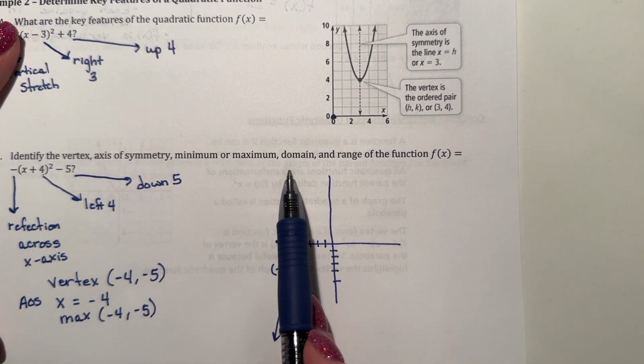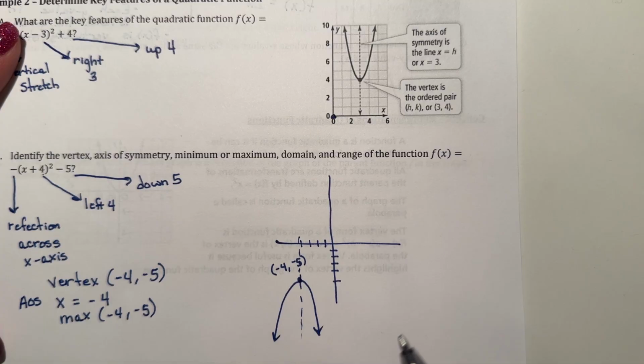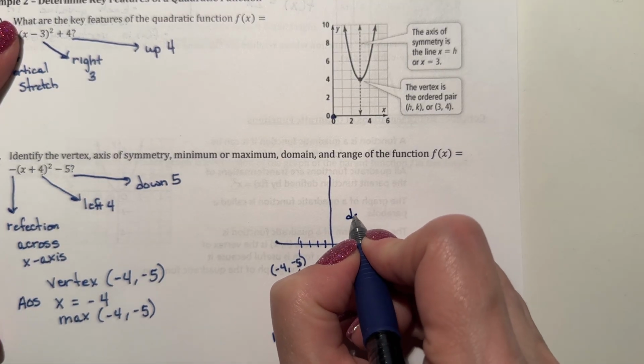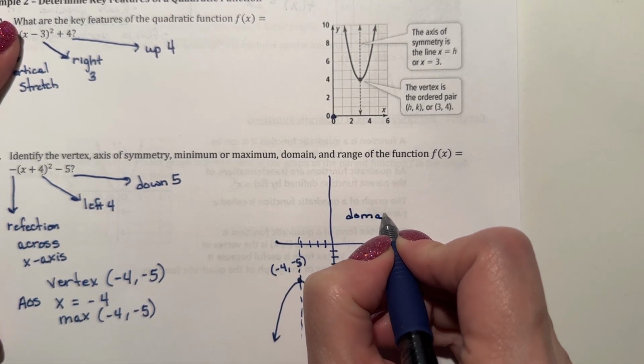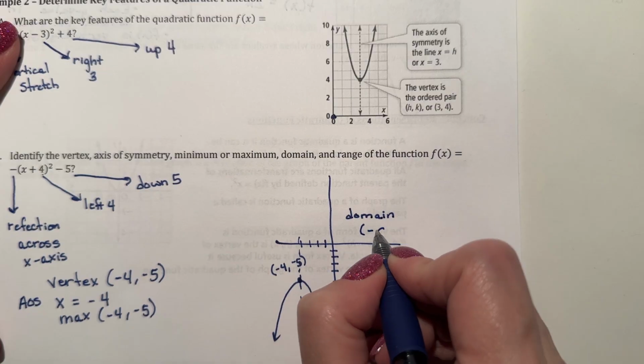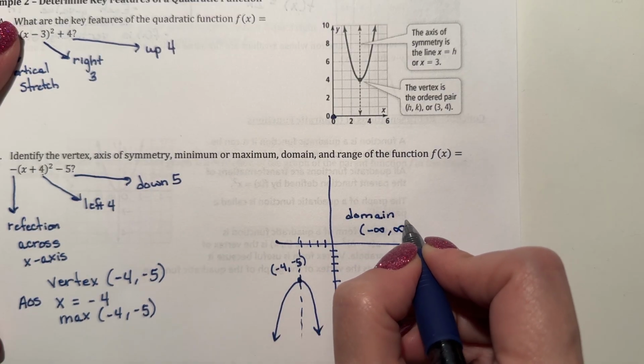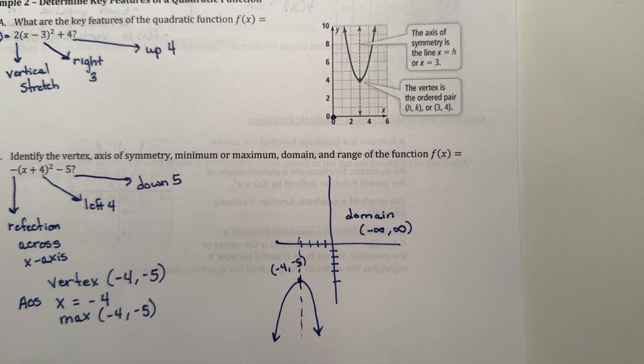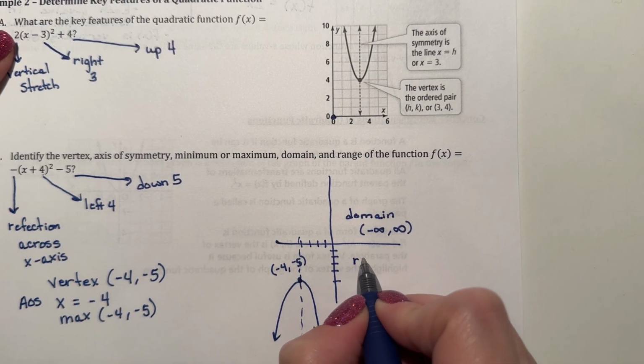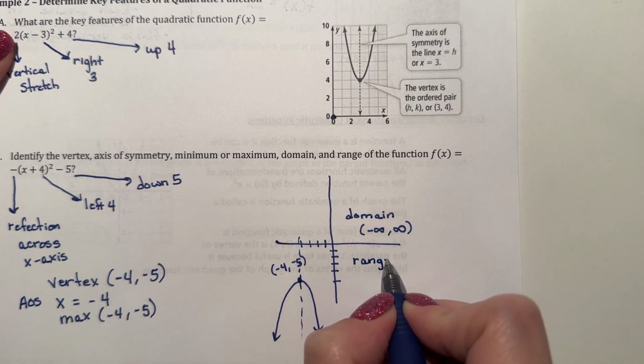So for every single quadratic that we ever have, the domain is the same. The domain is -infinity to +infinity. That means you quite literally can put in any x value and it will always produce a y value. Now let's talk about the range.